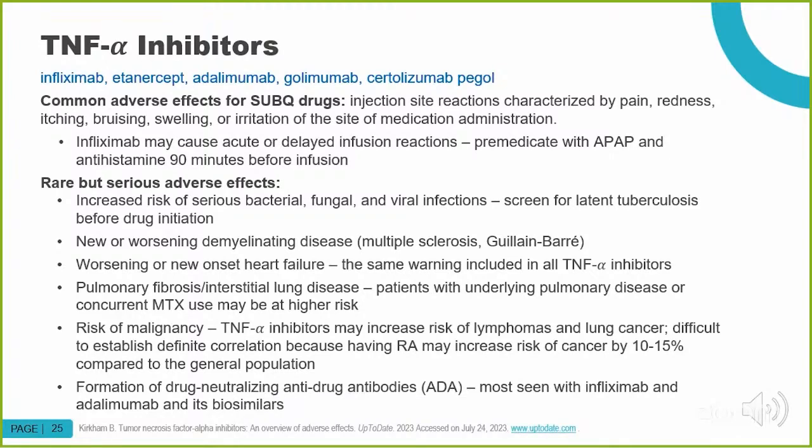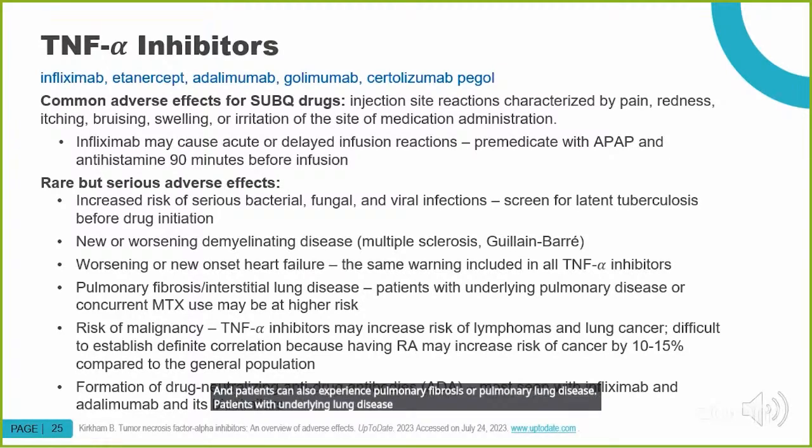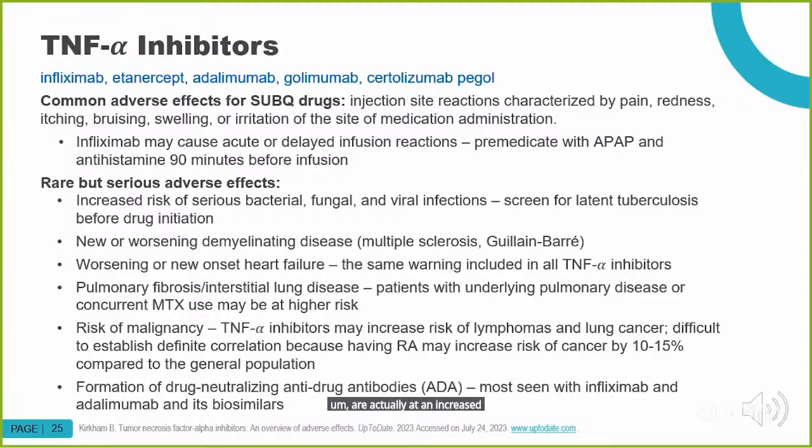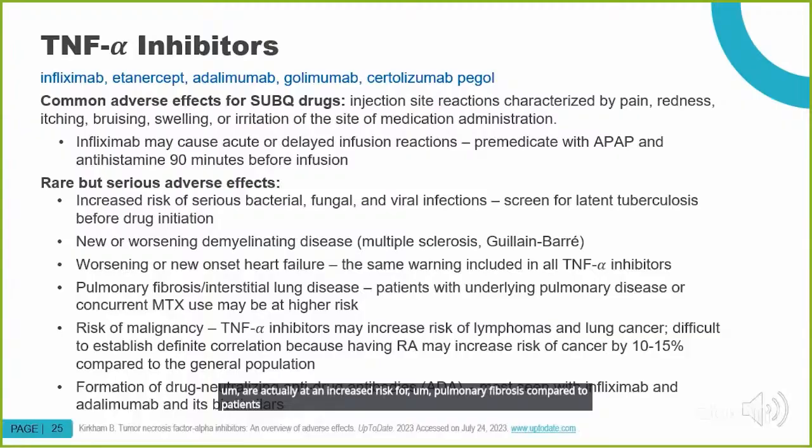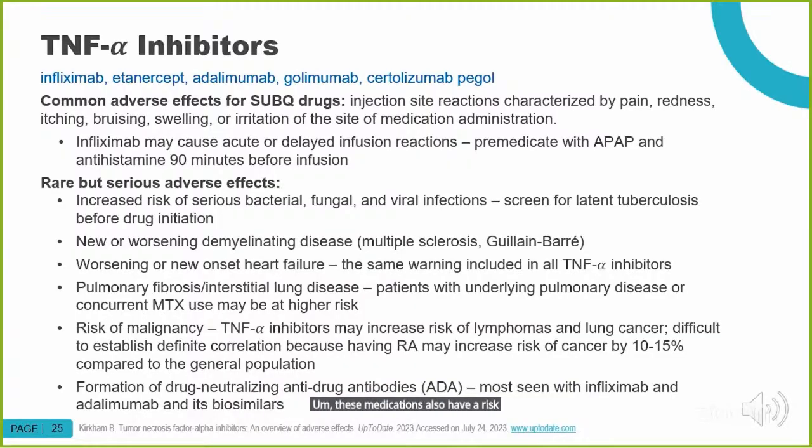Patients can also experience pulmonary fibrosis or pulmonary interstitial lung disease. Patients with underlying lung disease or using concomitant methotrexate with a biologic are actually at an increased risk for pulmonary fibrosis compared to patients that don't have any pulmonary disease at baseline or are not combining their biologic with methotrexate.